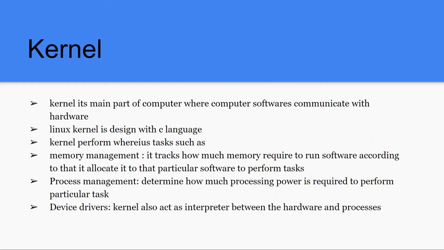Kernel. The kernel is the main part of the computer, or you can say it is the heart of the computer, where the software part of the computer communicates with the hardware part of the computer. The Linux kernel is designed with the C language. The kernel performs various tasks such as memory management, process management, and device drivers. Memory management. It tracks how much memory is required to run a software, and according to that it will allocate memory to that particular software. Process management. It determines how much processing power is required to perform a particular task, and according to that it will allocate the processing power to that task. Device drivers. The kernel also acts as an interpreter between hardware and processes.